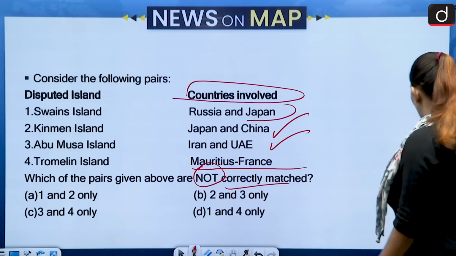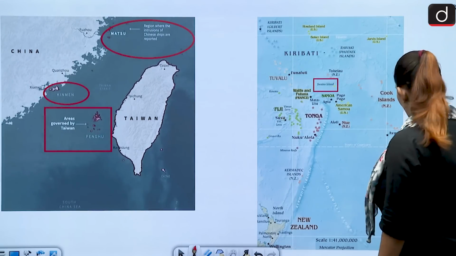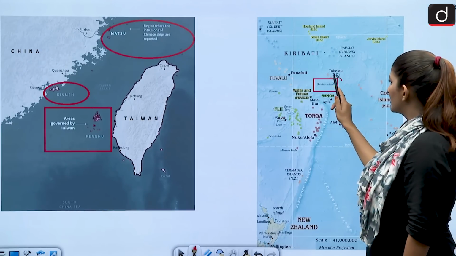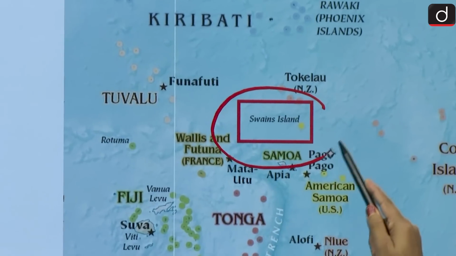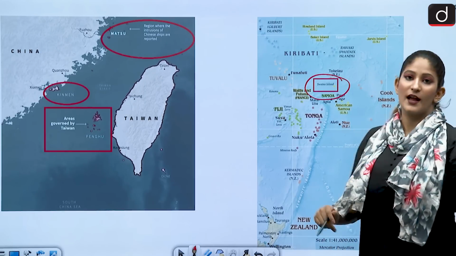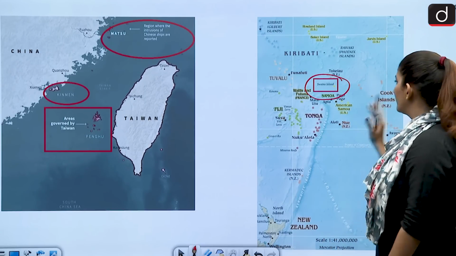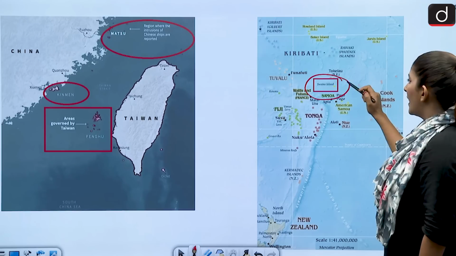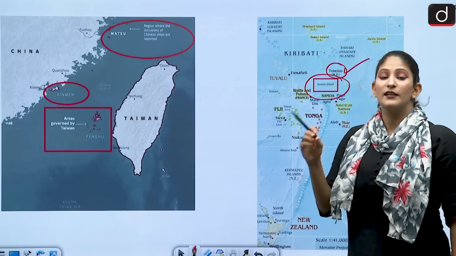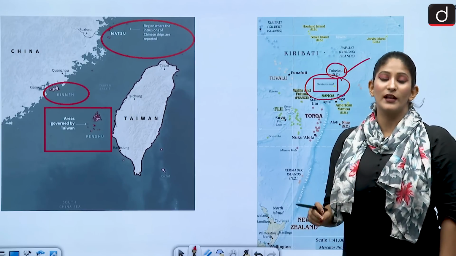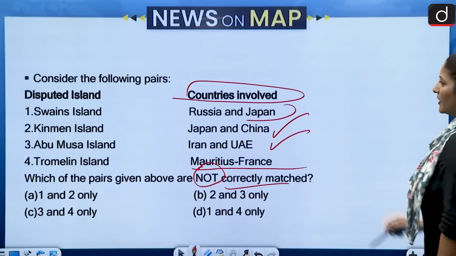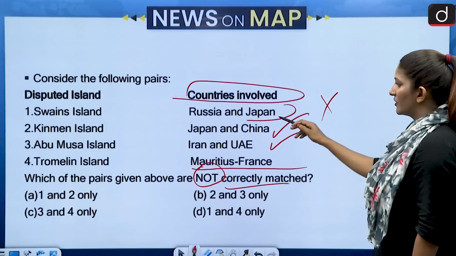Okay. So first pair is of course about Swains. Now Swains Island, you see, is over here near Tonga, in the Pacific, and it is a part of the American Samoa Islands. Okay, and Tokelau and the USA are involved in the dispute with respect to Swains Island. So you see the first pair is incorrect because here it says Russia and Japan.